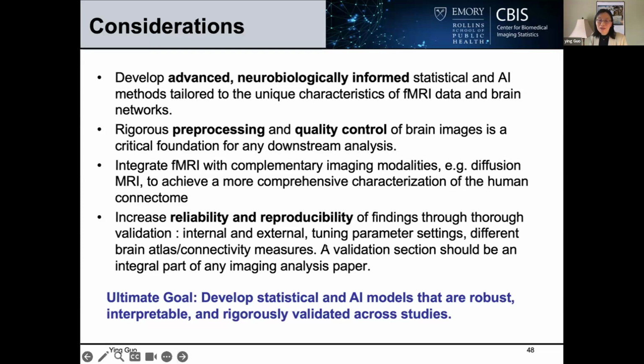And finally, I personally really think a validation section should be a built-in part of any imaging analysis paper, to increase the scientific relevance of the findings.